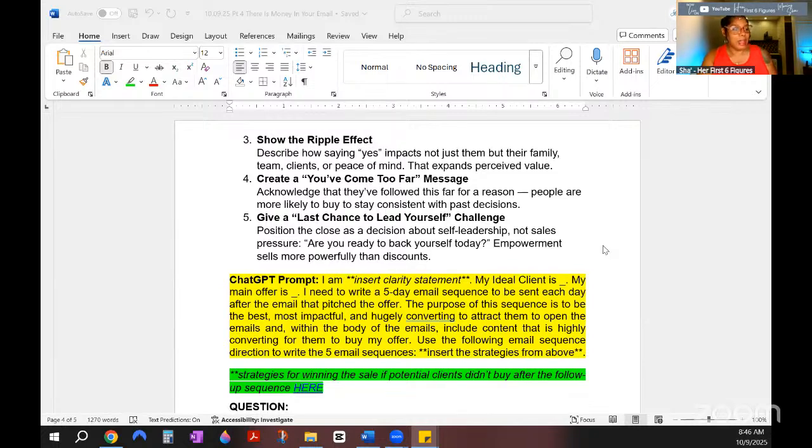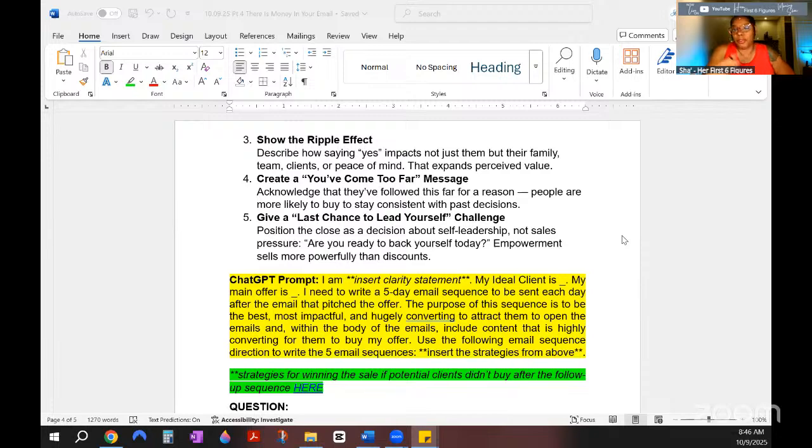All right. Number 5, give a chance to lead yourself. Last chance to lead yourself. Okay. So position the close as a decision about self-leadership, not sales pressure. Now, I say self-leadership because they're kind of taking the lead. We're kind of making them the hero, right? They're taking the lead to do what they got to do to have what they want to have.